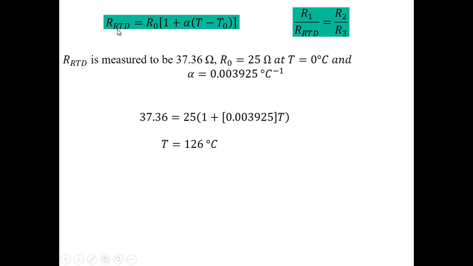How do you get R_RTD? You have your 37.36, you have your R naught, the 25, and you have your alpha. So T minus T naught, where T naught is 0. So you will get your temperature at the RTD is about 126 degrees C. I recommend you try at home, try yourself, and see whether you get the answer or not.